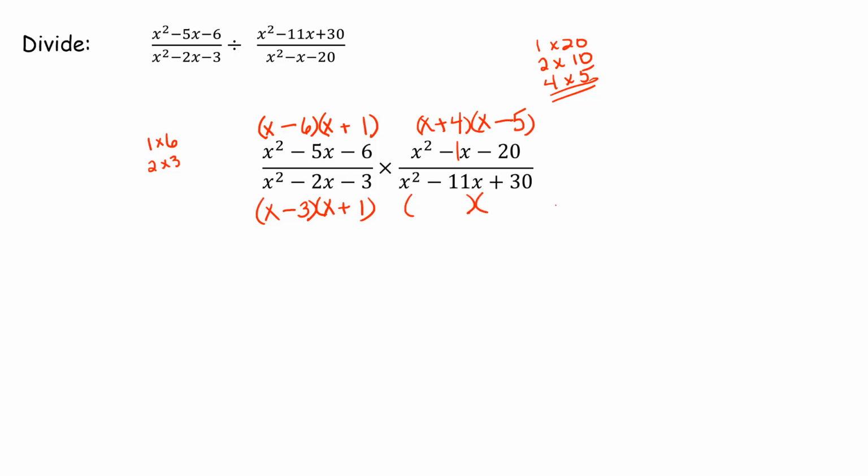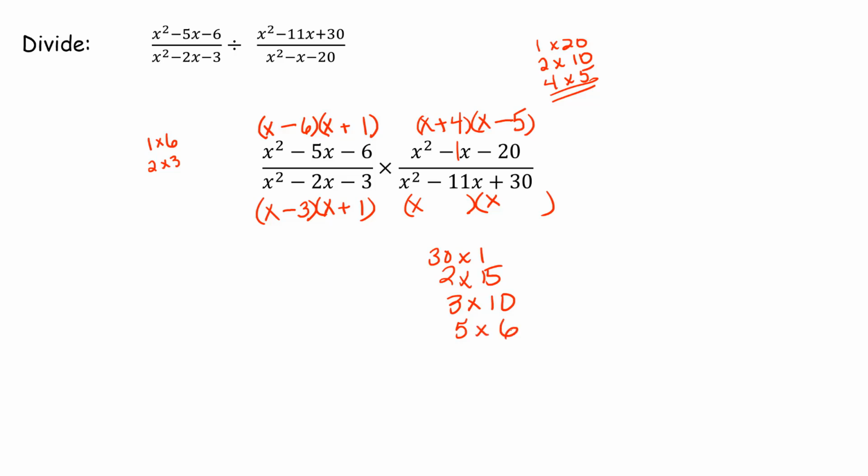Over here, I'm going to put the x first, and then I need two numbers that multiply together to give me 30 and add up to -11. Well, for 30, you can have 30 times 1, you can have 2 times 15, you can have 3 times 10, and you can have 5 times 6.